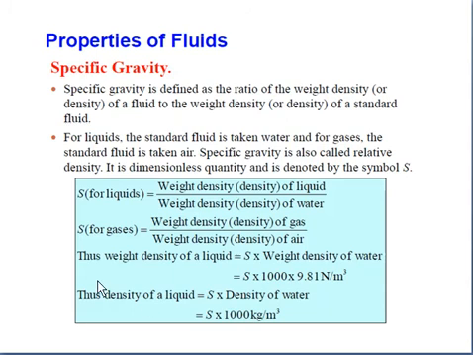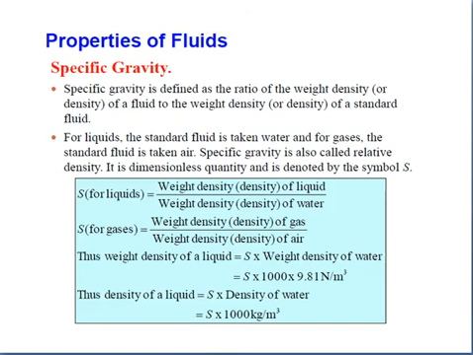Now, here you can see that the weight density of a liquid is equal to specific gravity into weight density of water. Similarly, I have explained the example of mercury. Mercury's specific gravity is 13.6. That's why the weight density of mercury is nothing but the specific gravity into the weight density of water, that is 13.6 into 1000 into 9.81 Newton per meter cube. Okay. Next point.